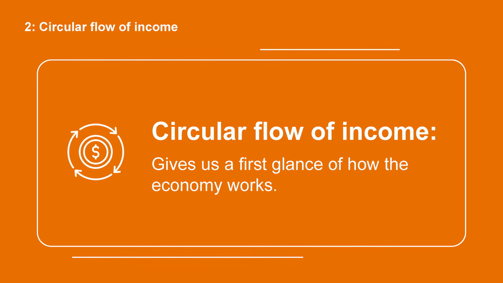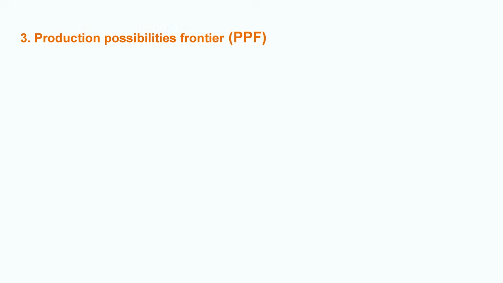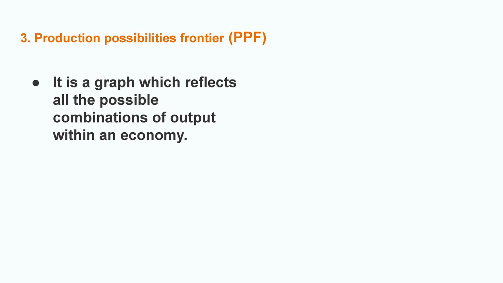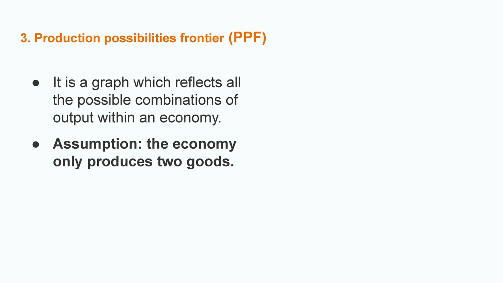This model is usually one of the first approaches when studying macroeconomics, since it gives us a first glance of how the economy works. We can observe the flow of money as well as goods and services and how each stakeholder makes decisions in it. Then we have the second model, which is the Production Possibilities Frontier, or PPF for short. The PPF is a graph which reflects all the possible combinations of output within an economy. In order to simplify the analysis, this model has a basic assumption. This economy only produces two goods, X and Y.